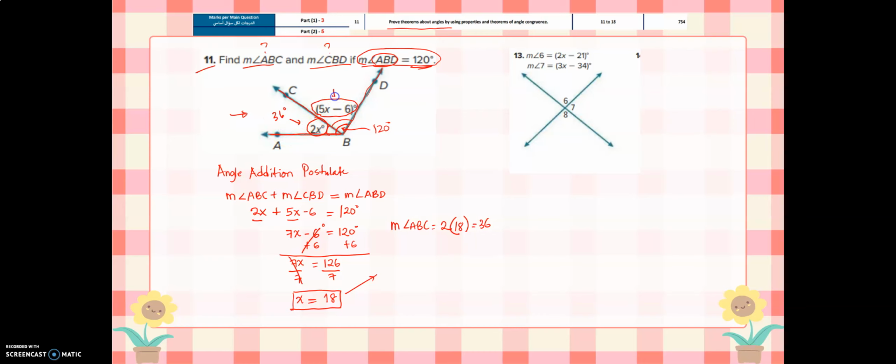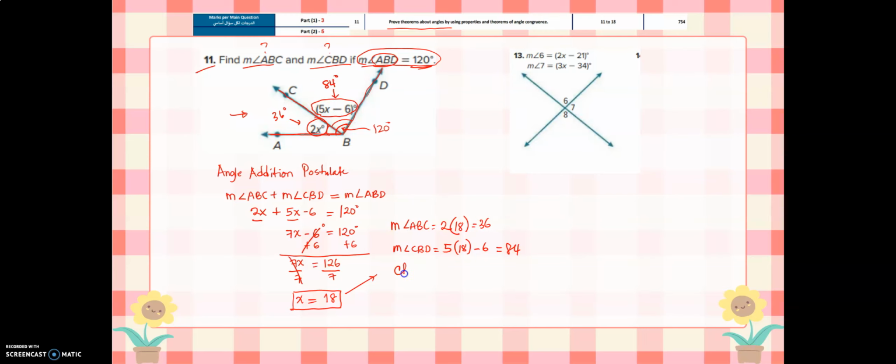I'm going to look for this angle measure. So we'll write measure of angle CBD is equal to, the equation is 5x, which is 18, minus 6, and let us try to calculate it. 5 times 18 is equal to 90, minus 6 is equal to 84. So this angle is equal to 84 degrees.